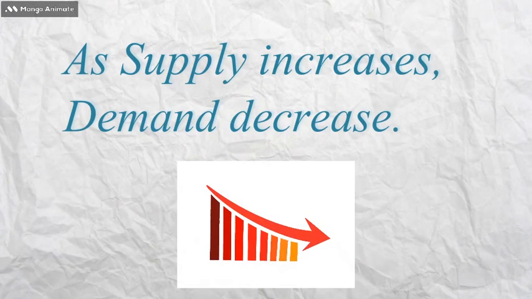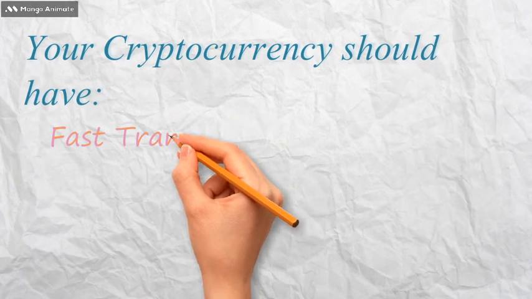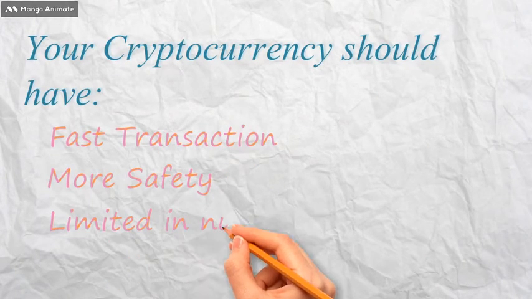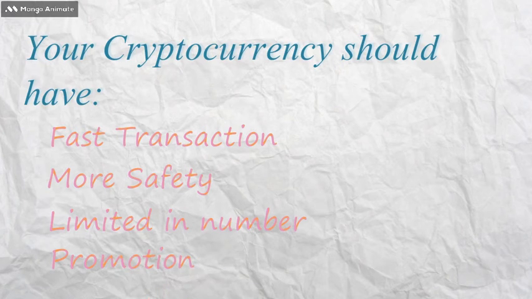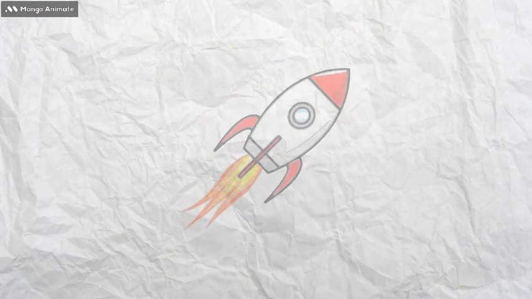So, your cryptocurrency should be such that the blockchain has high efficiency, that is faster transactions, more safety, limited in number, and should be promoted like anything, and if it's backed by people like Elon Musk, the value can reach very high, or in other words, to the moon.